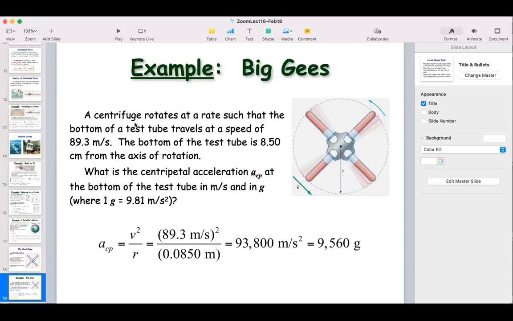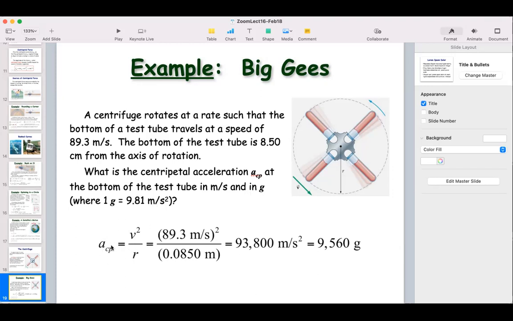So here we have a centrifuge that rotates at a rate such that the bottom of a test tube travels at the speed of 89.3 meters per second. The bottom of the test tube is 8.50 centimeters from the axis of rotation. What is the centripetal acceleration at the bottom of the test tube in meters per second squared and in G, where 1G is 9.81 meters per second squared?